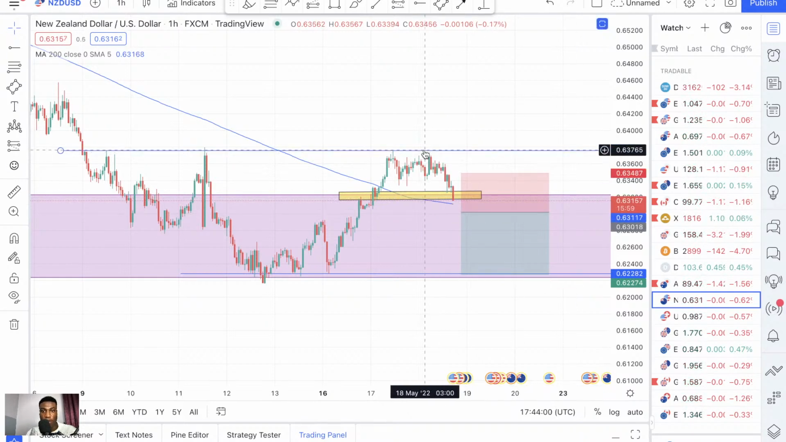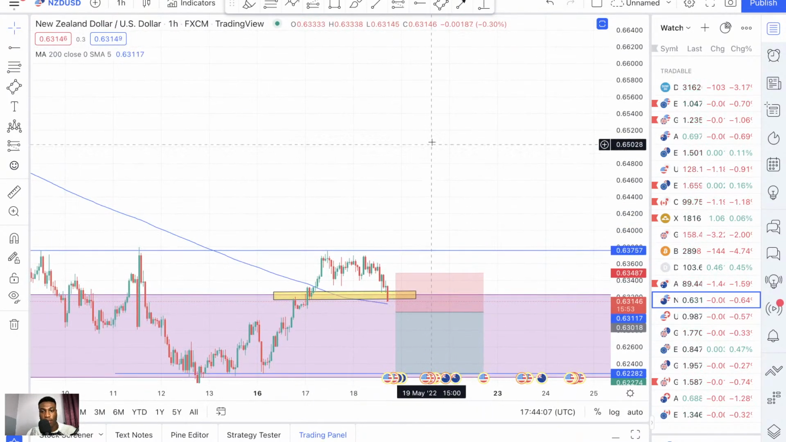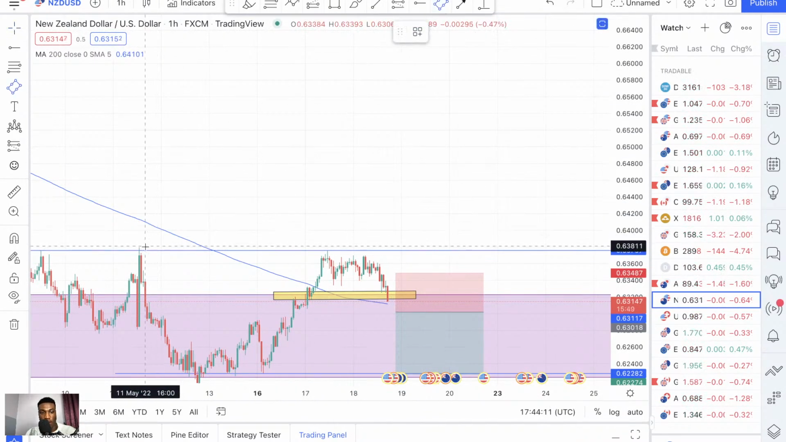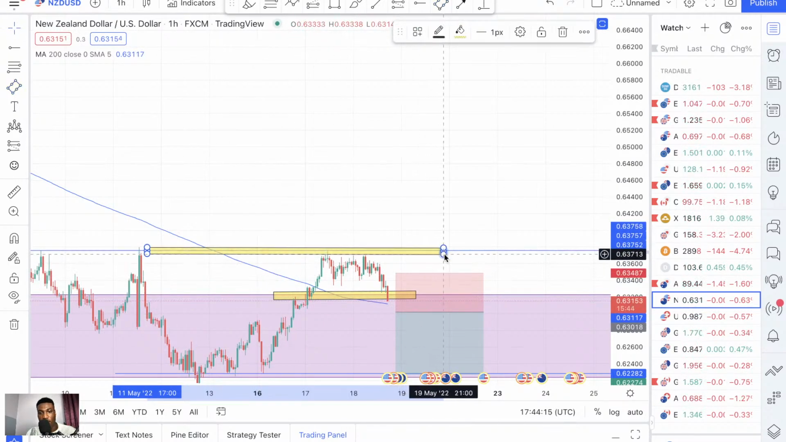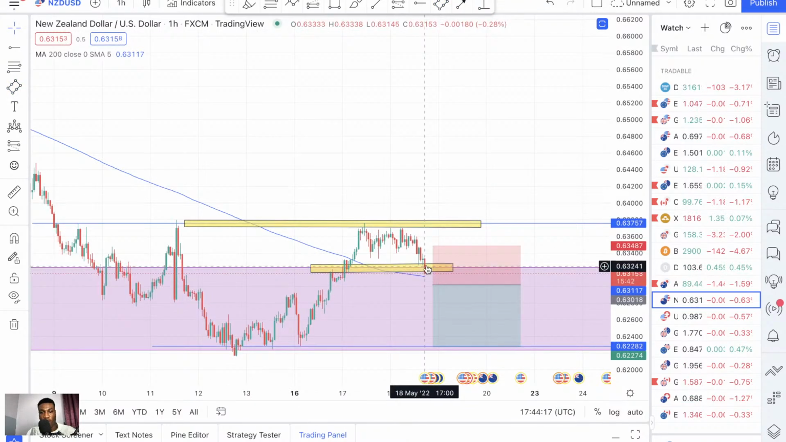Alternatively, I can only go long on NZD/USD if it breaks above this resistance. It has tried to break above this resistance multiple times in the past, but it couldn't. So if I see rejections at this point on the market and the Kiwi dollar breaks above this resistance, that can be my indication to start looking for buying opportunities on the Kiwi dollar.